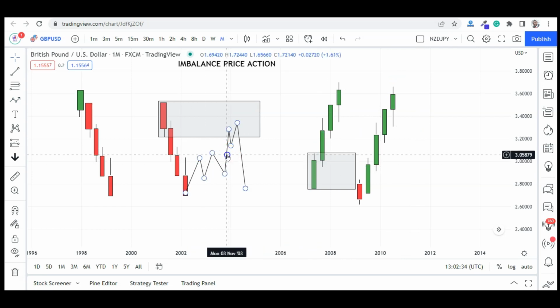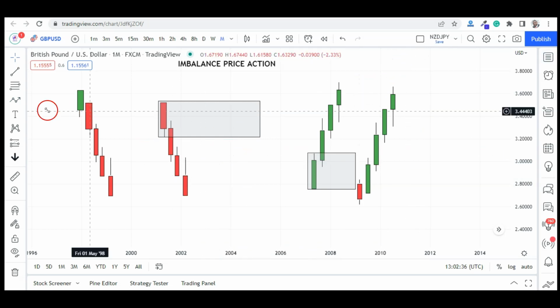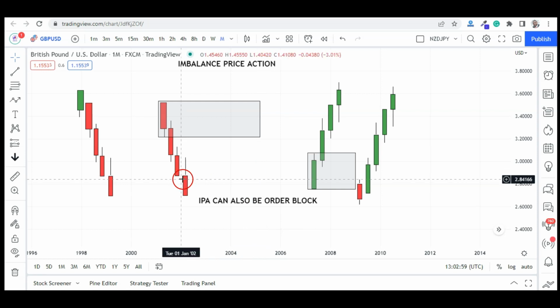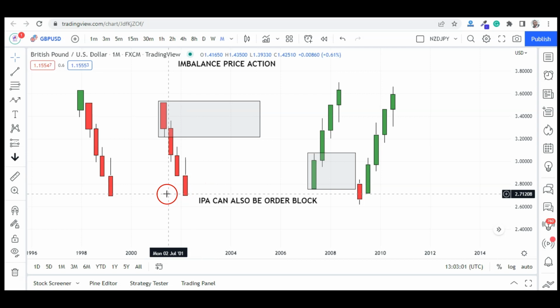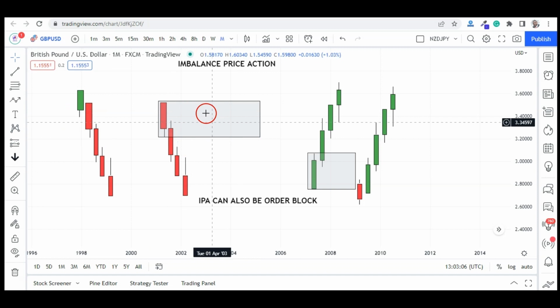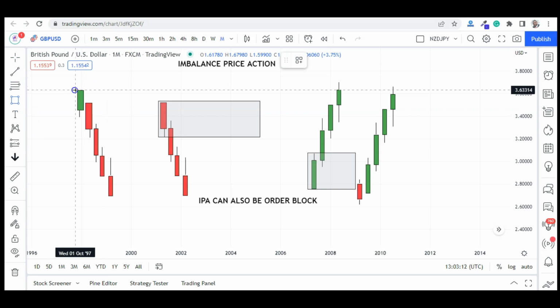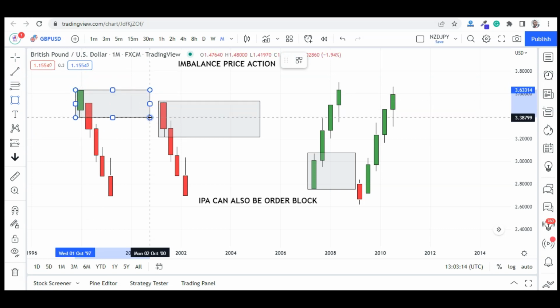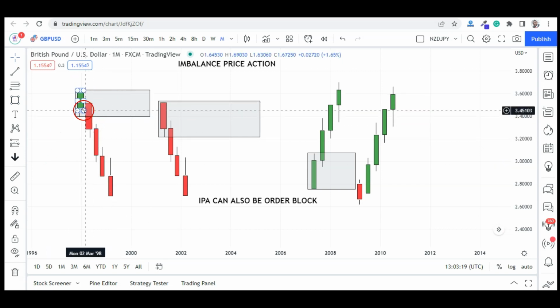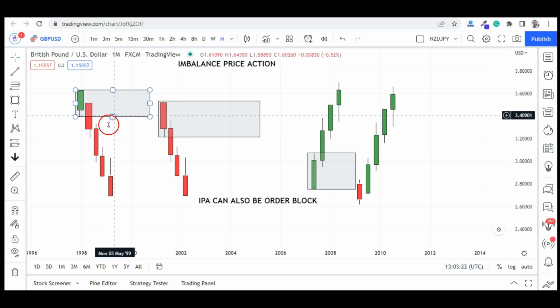Now, sometimes your IPA candle can also be your order block. In this case, your IPA candles sometimes can also be your order block, when that order block is untested. That is why most people focus on this order block without looking at this. This is a well-known fact that, okay, this is an order block, the last bullish candle before the bearish move, and it's a high probability order block because it's an IPA, meaning there is a fair value gap before it.